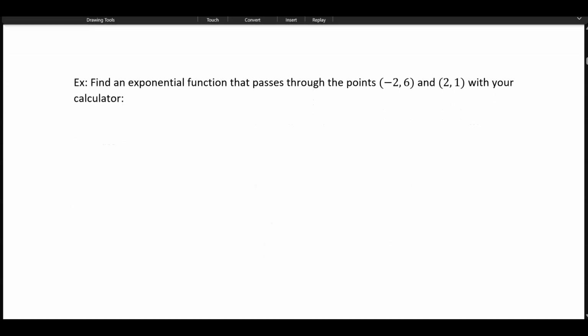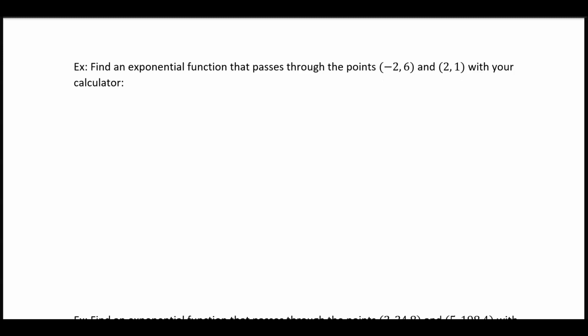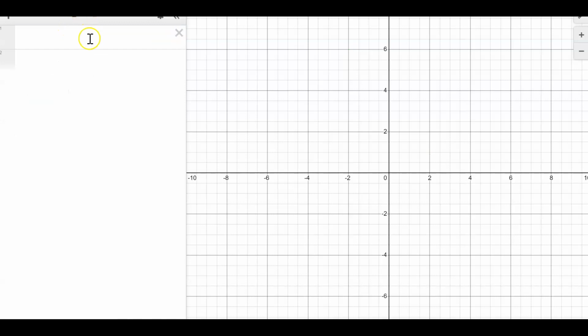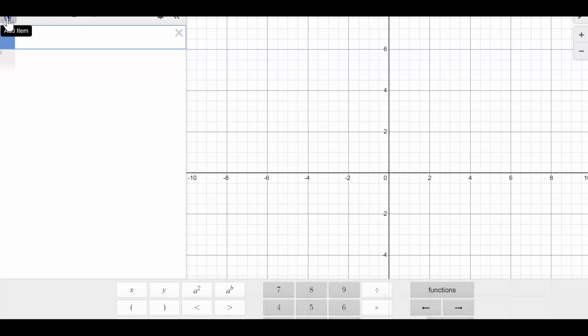All right, now we're going to be looking at the same exact problem, now doing it on our calculator. So in order to do this on our Desmos calculator, I'm going to pull up the Desmos calculator. I had the points already plotted, but let me show you how to do that. We're going to click on our cell here. This is just the Desmos graphing calculator that we have been using. I'm going to press the plus button that says add item.